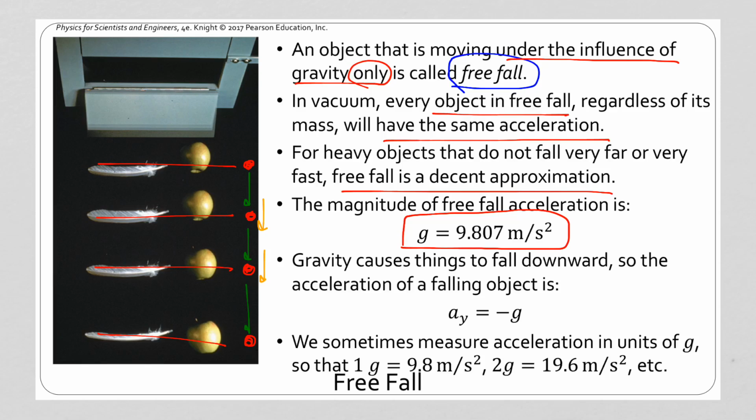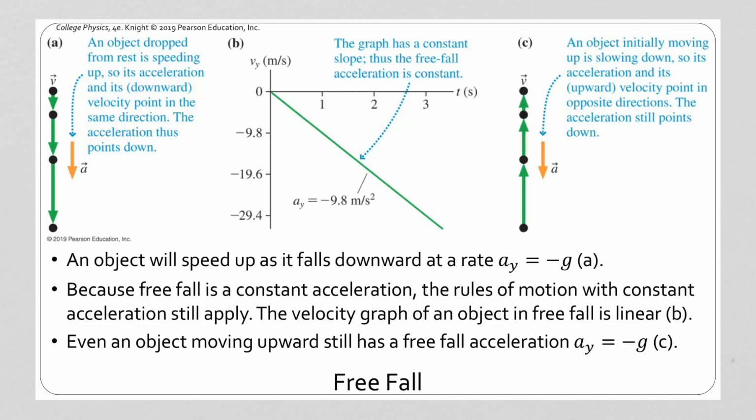It's also common to measure acceleration in units of g, so that 1 g would represent 9.8 meters per second squared, 2 g's would be 19.6 meters per second squared, and so forth. So if you have an object in free fall, we would have a constant downwards acceleration. We just said that the magnitude of this acceleration would be g, which I use as 9.807 to give myself 4 significant figures, so that that's not going to be the limiting factor in my calculations.